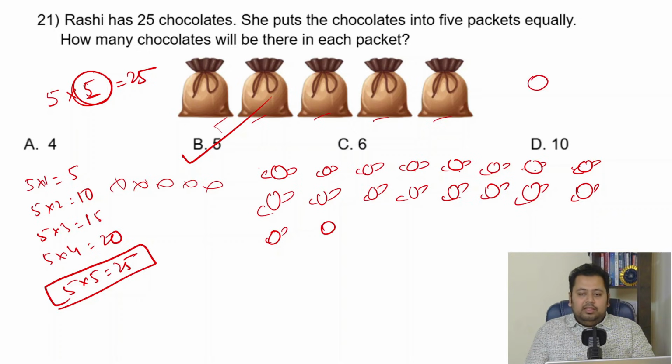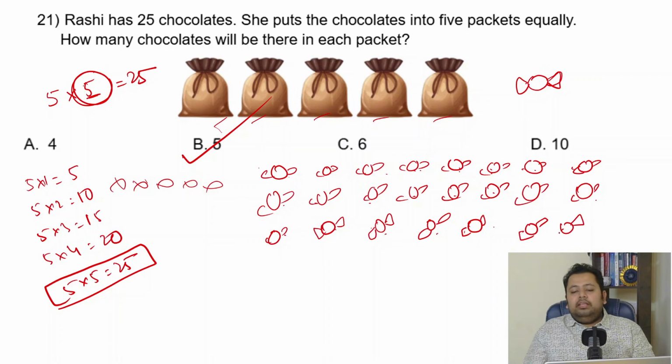So what I'm trying to do is something like this, right? This is how a chocolate looks, right? So I'm trying to do something like this. I know I'm doing very badly. The drawing is not that good, but you'll have to manage with this bad drawing because I'm not good at it, right? So 1, 2, 3, 4, 5, 6, 7, 8, 9, 10, 11, 12, 13, 14, 15, 16, 17, 18, 19, 20, 21, 22, 23, 24, and 25, right?